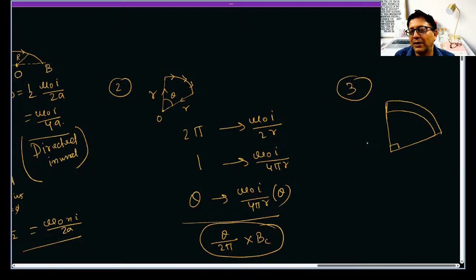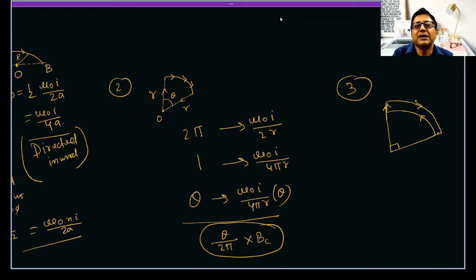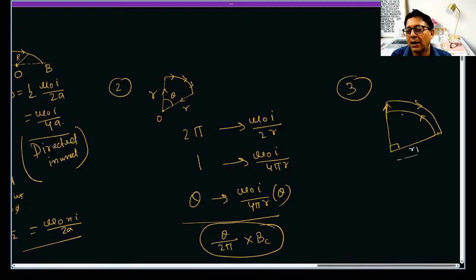This is another wire. Current through wires going this manner. And radius of this path is R1 and the outer one R2. What is magnetic field at O? Tell me, what is magnetic field at O?